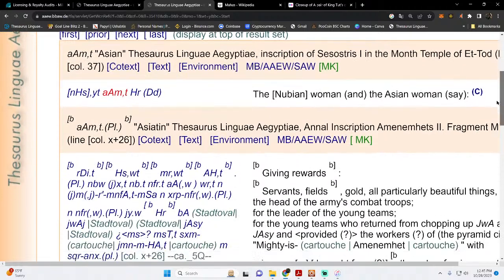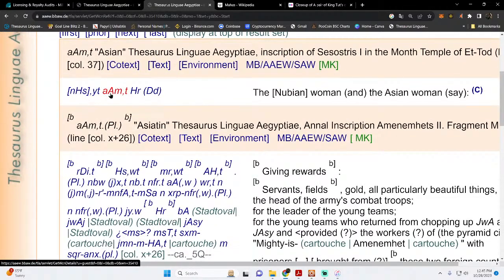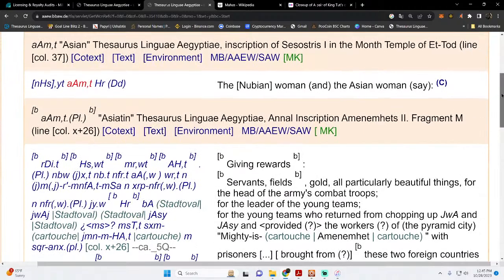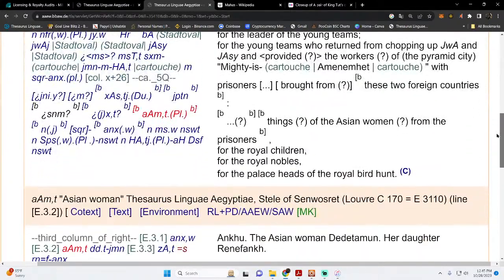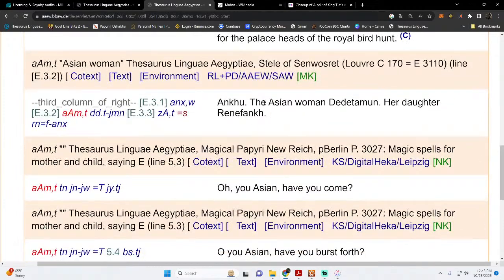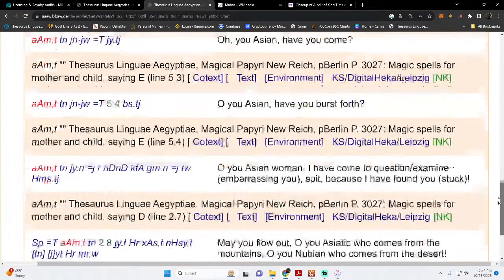Because you could have just found Nehesi behind, with Aamu behind it, where they was talking about Nehesi Aamu. But they translate it as the Nubian woman and the Asian woman. Again, we have Asian women here because this Aamu has a T on it. See, it's feminized. And so they always gonna say Asian woman here. All right. Oh, you Asian, have you come? Oh, you Asian, have you burst forth?